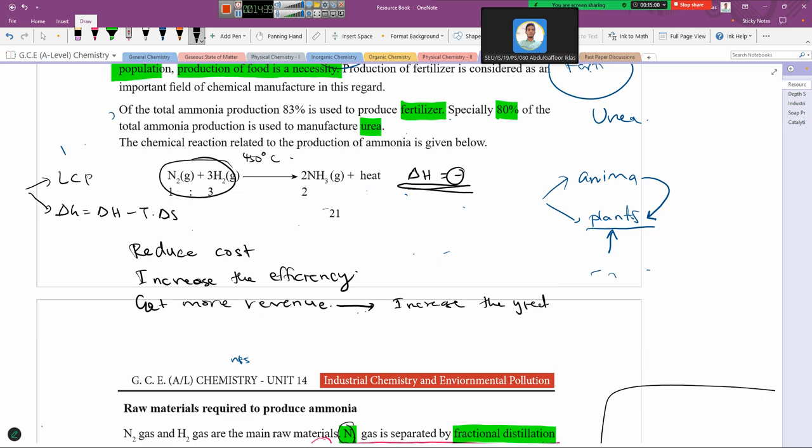And we have to apply some pressure also. Why do we apply pressure? Now if you apply pressure, the volume will reduce, and the collisions among the nitrogen molecules and the hydrogen molecules will increase. So when they collide in the correct orientation, if successful collisions occur, then we can produce more yield.